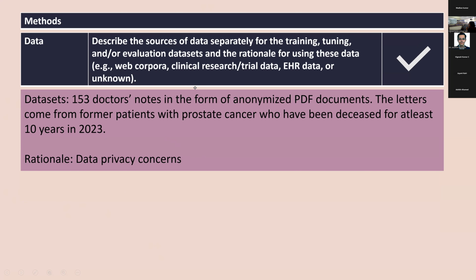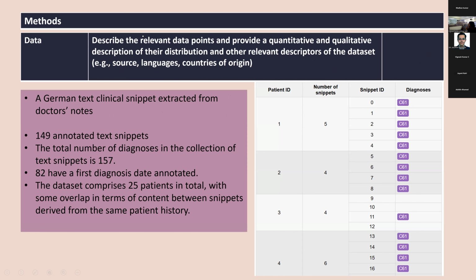So describe the sources of data separately for training, tuning, and/or evaluation data sets and the rationale for using these data. So the data sets which they used were 153 doctors' notes in the form of anonymized PDF documents. Those doctors' notes were concerning patients with prostate cancer who had been deceased for at least 10 years in 2023. Why did they choose 10 years from 2023? Because of data privacy concerns. So the data source is stated explicitly.